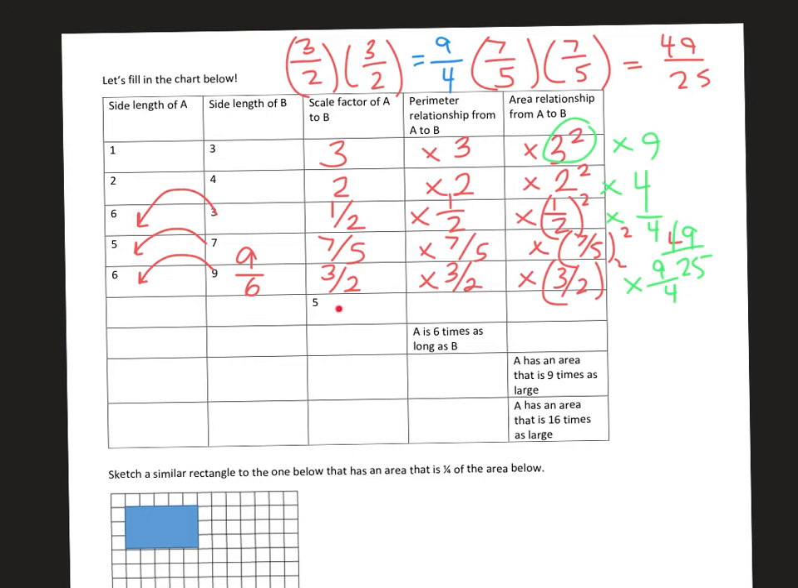Okay, the next line, the scale factor is just 5. So I don't know what the original A and B are, but I know that if I divide B by A, I'll get 5. So I'm just going to keep it simple and use 5 and 1, but there can be more than one answer. So my perimeter relationship is times 5, and my area relationship is times 5 times 5, so times 25.